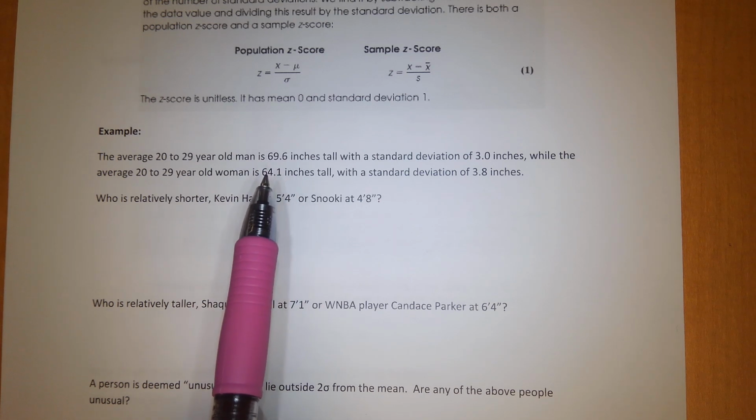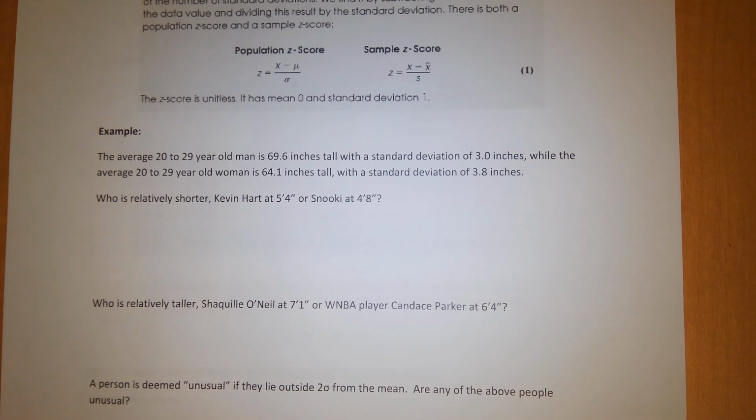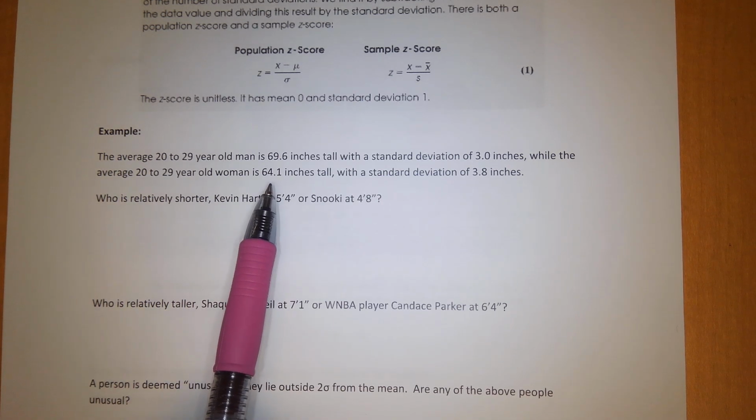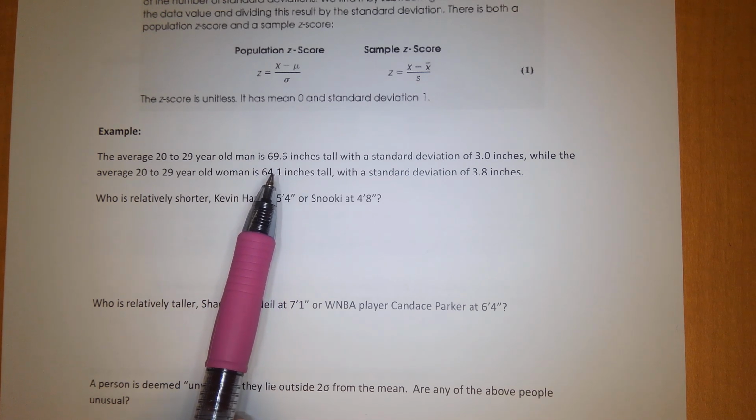For a woman, if you are taller than 5'4.1", that means you will have a positive z-score. And if you're shorter than 5'4.1", you will have a negative z-score. If you are exactly one of these numbers, you will have a z-score of 0.